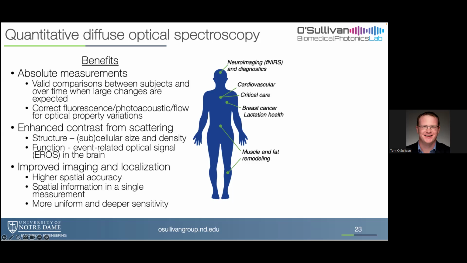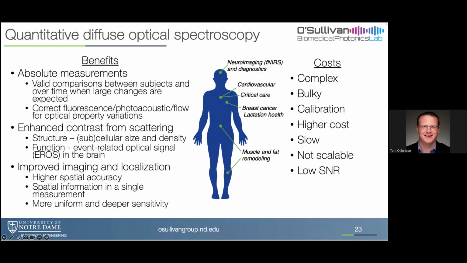And that all leads to quantitatively and computationally higher spatial accuracy. You can make a single measurement, for example in the time domain, and by measuring photons that come out at different times, get that spatial information in a single measurement. That's one of the neat things about time domain imaging. But there's a cost to that. These techniques are more complex, more bulky, typically, and often require calibration, et cetera.